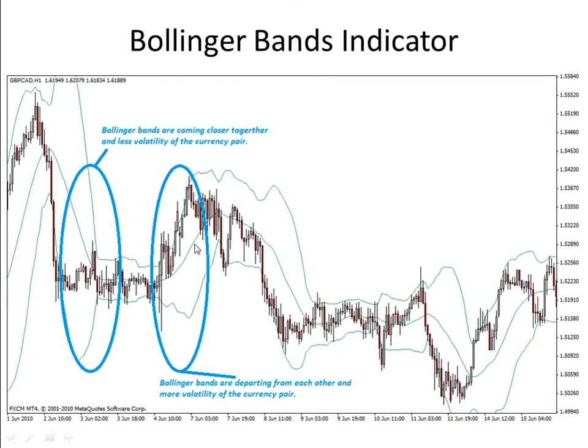See, in this chart you can see that the Bollinger Bands are coming closer to each other. That means the volatility of the currency pair is decreasing, and you can see the currency pair in a range market. And at this point you can see that the Bollinger Bands are moving away from each other. That means the volatility is increasing, and you can see the currency pair is moving in the upward direction.